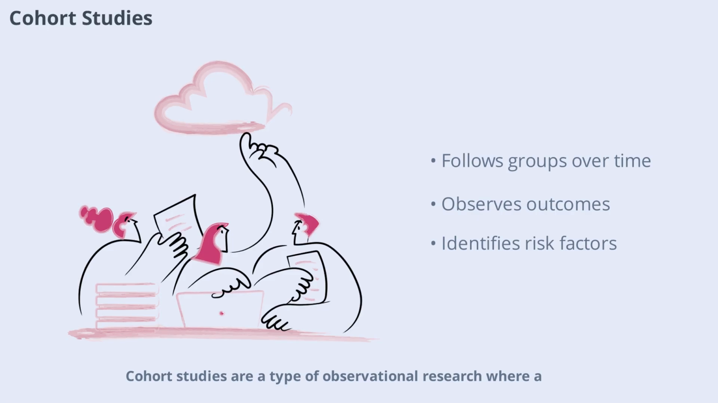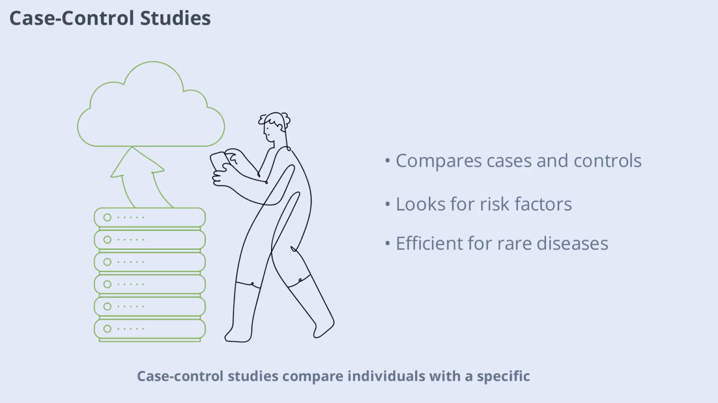Cohort studies are a type of observational research where a group of people sharing a common characteristic is followed over time. Researchers observe outcomes, such as the development of disease, in relation to exposures or risk factors. Cohort studies are valuable for studying the natural history of diseases and identifying potential causes, especially when experimental studies are not feasible.